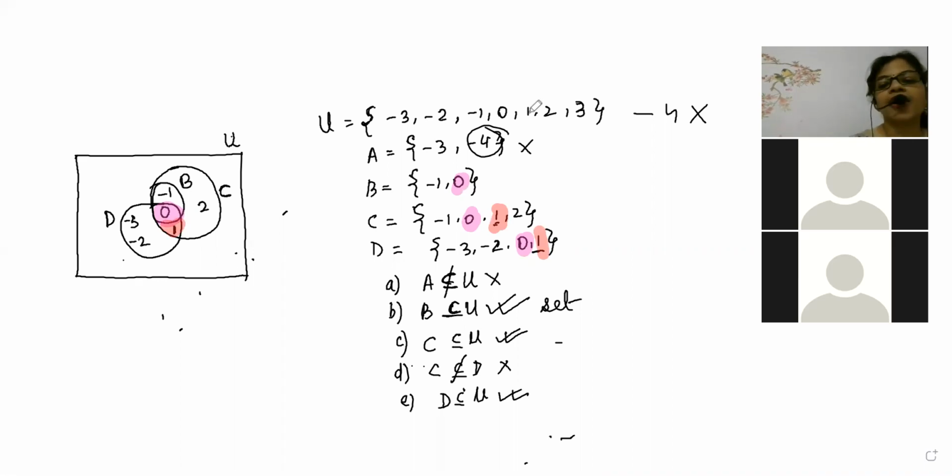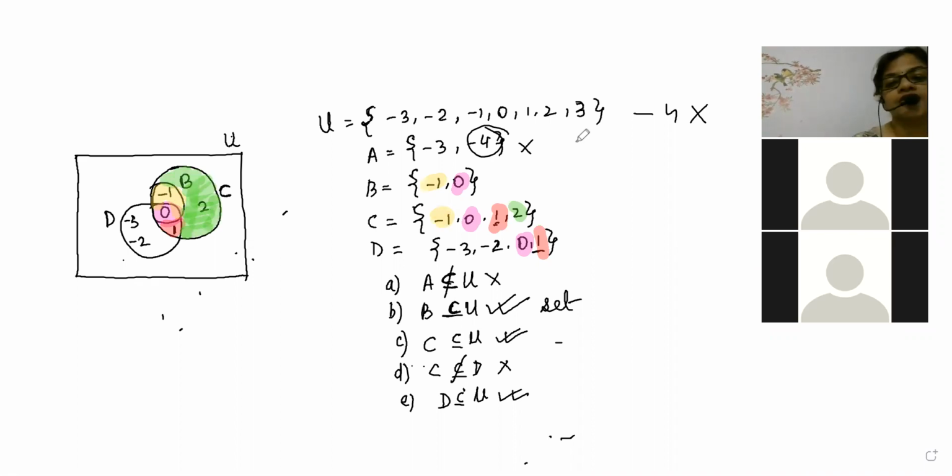Fine. Now, -1 is common between B and C, so it should be shared between B and C. So this region is the region which is shared between B and C. Now understand this part, beta. 2 is not present anywhere else, so 2 should be only in the C region. So this is exactly called the only C region.